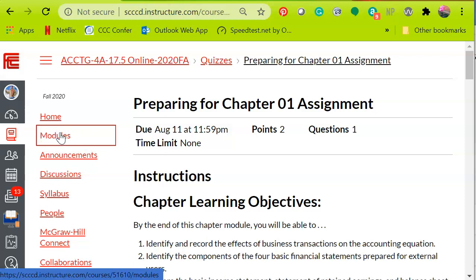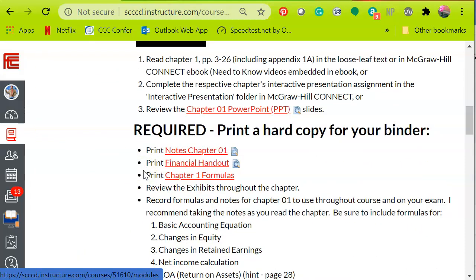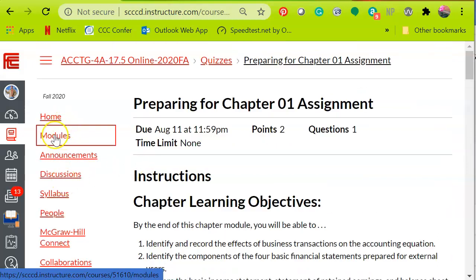So going back to the modules, scroll down to Chapter 1 homework. That is found on the, where is it? Click on the modules again. I need to be more patient. My internet connection here is a little slow. Everybody's on the internet.